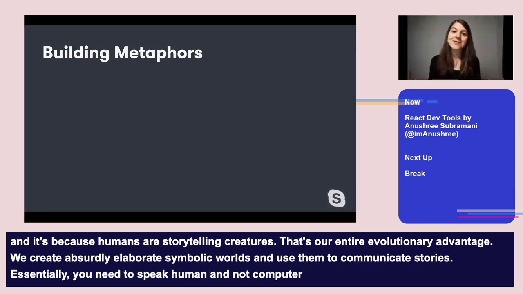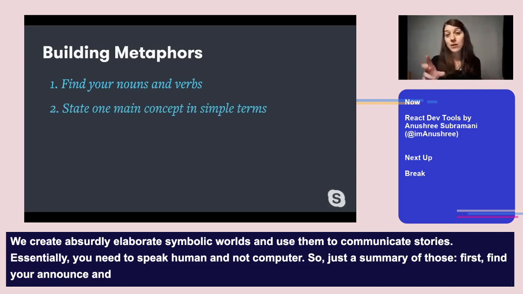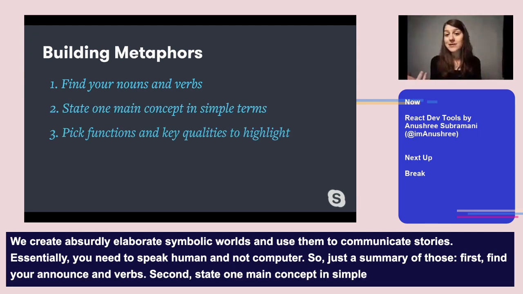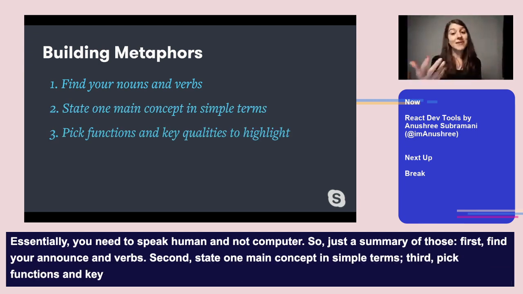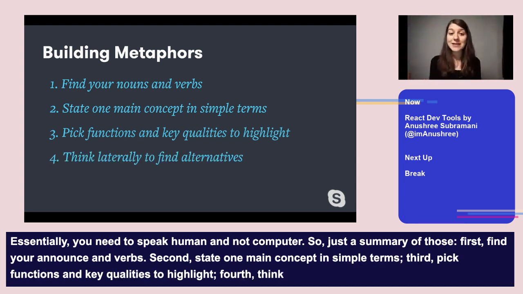So just to summarize those, first, find your nouns and verbs. Second, state one main concept in simple terms. Third, pick functions and key qualities to highlight. Fourth, think laterally to find alternatives. And finally, make sure you add in storytelling.